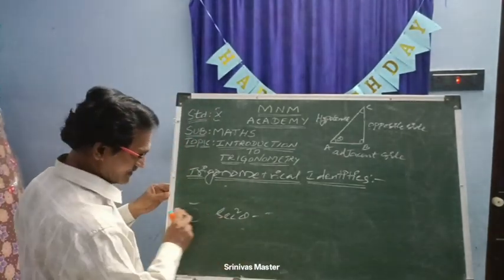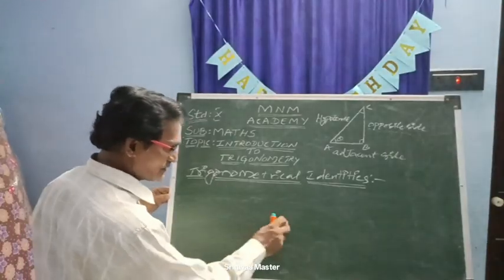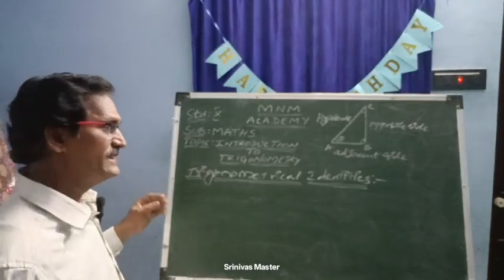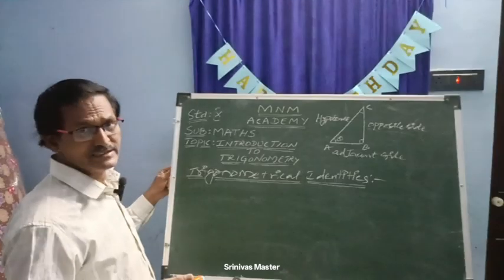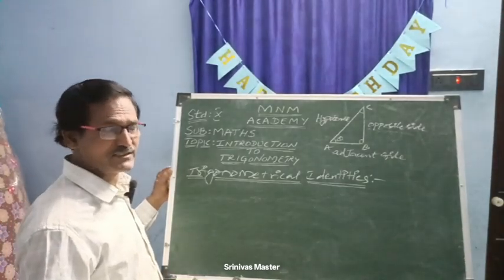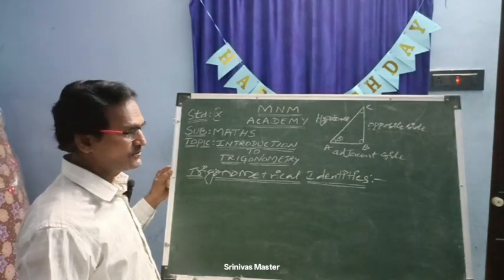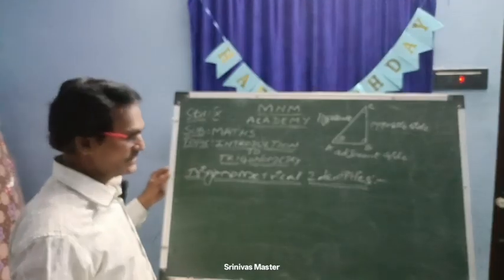Whenever we take these three identities, there is no particular order. Generally we can say that sin square theta plus cos square theta equal to 1 is the first one. The second one is sec square theta minus tan square theta equal to 1, the other is cosec square theta minus cot square theta equal to 1. There is no rule. See now what we will get.